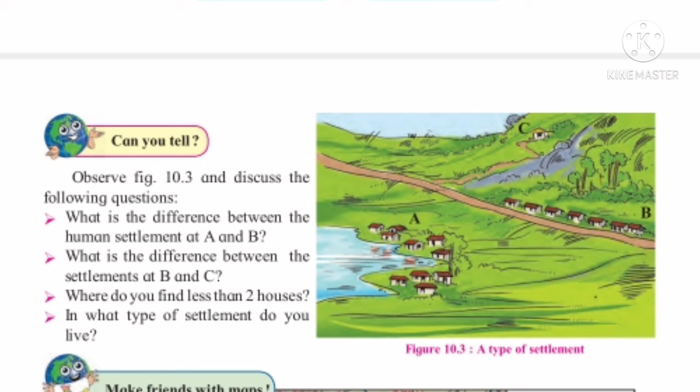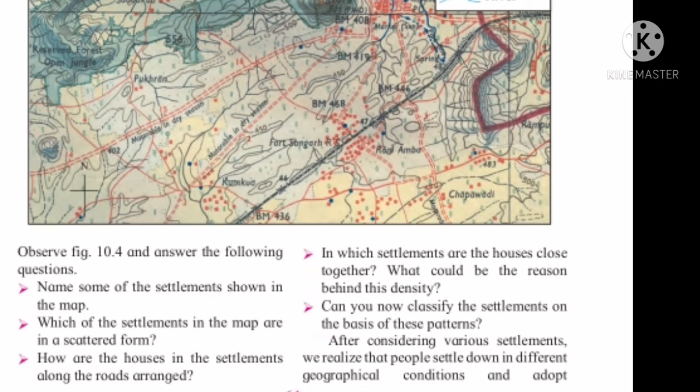Next, we are going to observe figure 10.4 and try to answer the questions that are given on the textbook page number 64. Name some settlements shown in the map. We can see linear settlements, nucleated settlements, scattered settlements and urban settlements. We are going to learn about these settlements in detail in our next video.